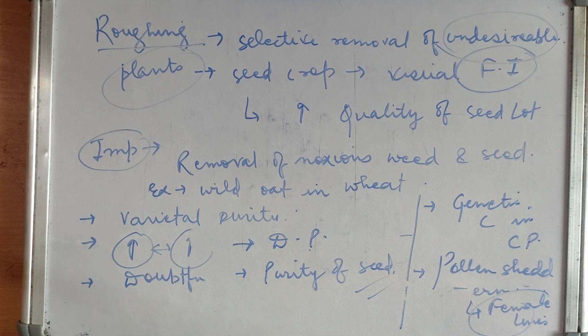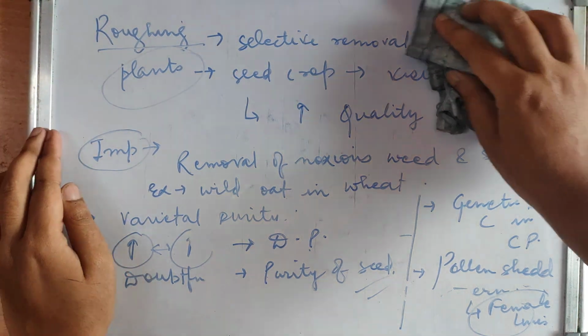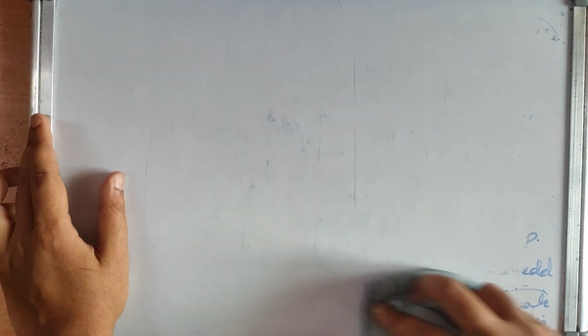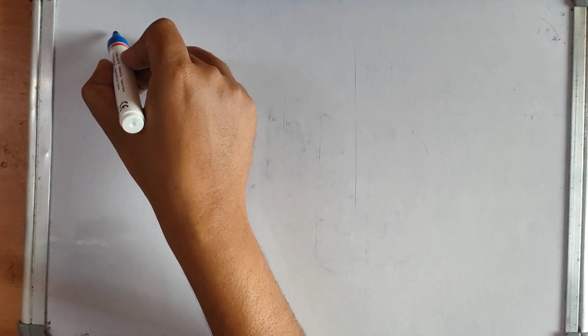So this was about rogueing. Hope you all understand this. It is important, as it has come several times in previous years, and it is an easy concept, so you must remember it nicely. Moving on, what are the sanitary and phytosanitary measures?